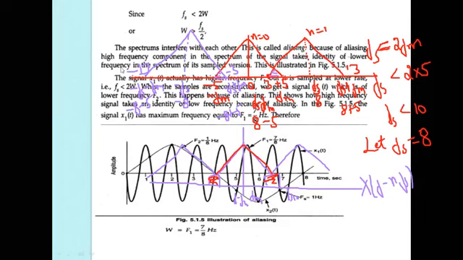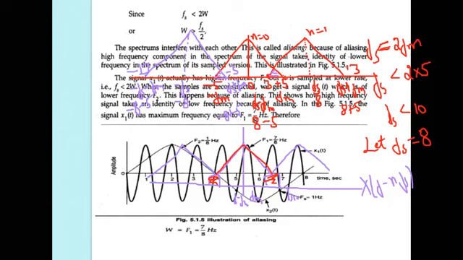Understood, my dear students? Another way, there is a definition here. The spectrums interfere with each other. This is called aliasing. Because of aliasing, a high frequency component in the spectrum of the signal takes the identity of a low frequency in the spectrum of its sampled version. Understood, my dear students? Otherwise, when the high frequency interferes with a low frequency and appears as a low frequency.